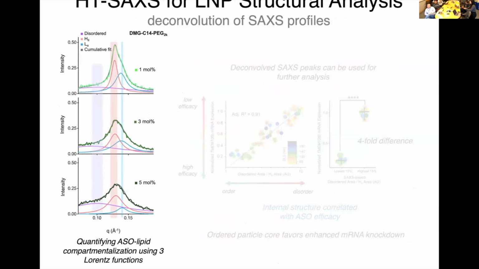And then going back to what I was mentioning earlier about potentially extracting even more information from these types of data, we were able to deconvolute the SAXS scattering profile. So this is a region that we're particularly interested in, a Q of 0.1 to 0.215-ish, where we use 3 Lorentz functions to fit the data, and each of the Lorentz functions is representative of each of the different phases that I mentioned earlier. So that's disordered, inverse hexagonal, and lamellar. And those are highlighted in the 3 colors underneath the main scattering profile.